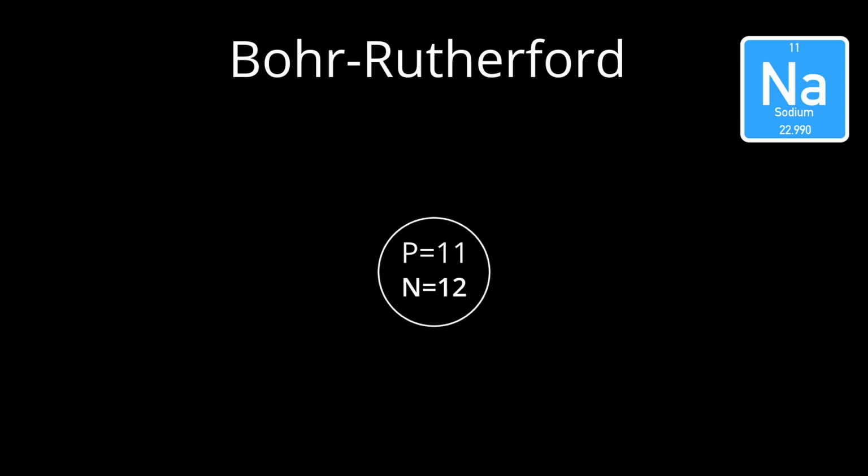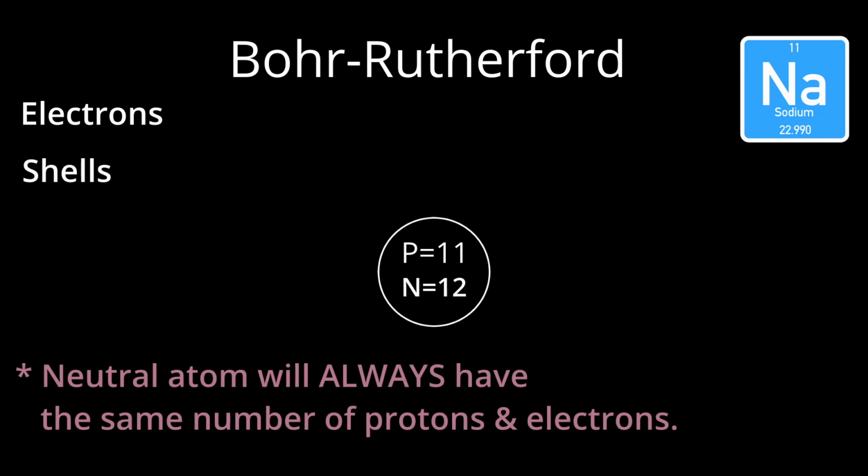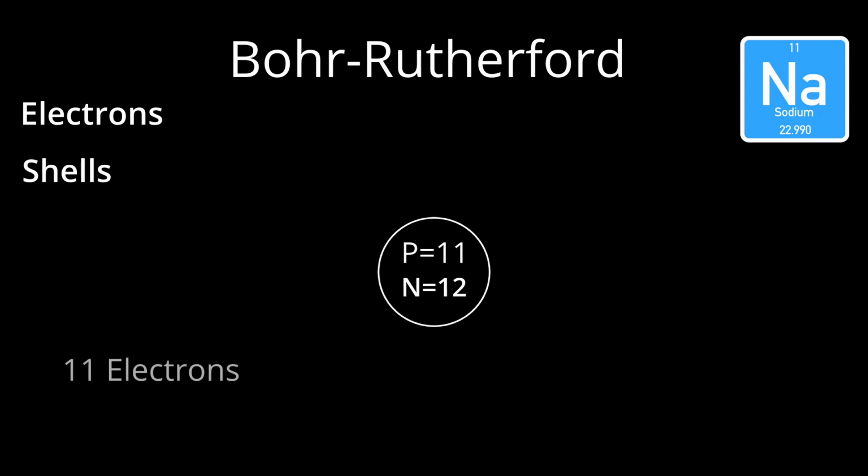Now that we have our nucleus organized, we can move on to the electrons and shells. Keep in mind that a neutral atom will always have the same number of electrons as it does protons. So for sodium, it would have 11 electrons, the same way it has 11 protons.